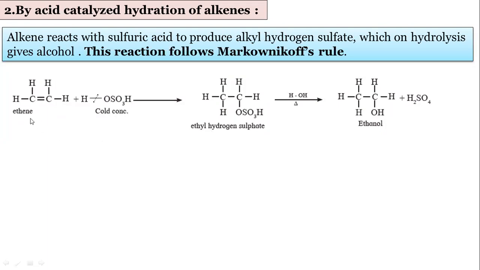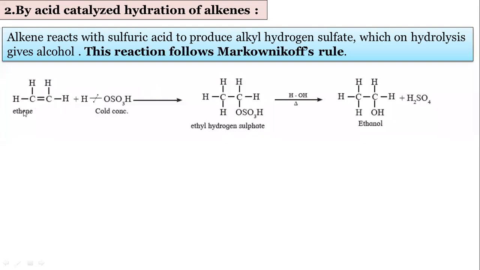We can take an example of propene here. You can take an example of butene here. You can solve many examples. You can take any alkene, add H2SO4, and we get this intermediate. This intermediate after hydrolysis gives the alcohol. So this is a very simple reaction. In 11th standard, this is completed. Practice this reaction by taking different alkenes.